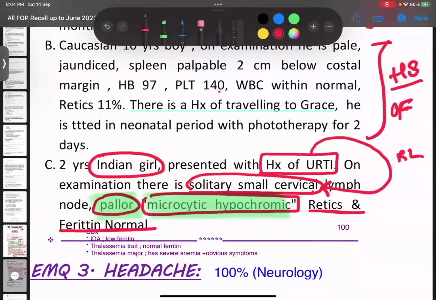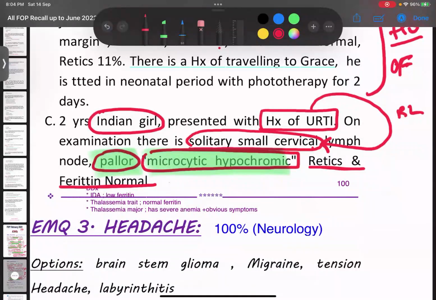Second part, they are saying, do you think reactive lymphadenitis causes pallor and microcytic hypochromic anemia? No. Not at all. Okay, so they gave one part. That's correct. It's not distraction. They did give one part. Second thing, they are saying child is pale. So there is microcytic hypochromic anemia, but reticulocytes are normal. What is meant by reticulocytes normal? This means no hemolysis. It's not a hemolytic disorder. Ferritin is normal. If they say ferritin is normal, that means it is not a case of iron deficiency anemia.